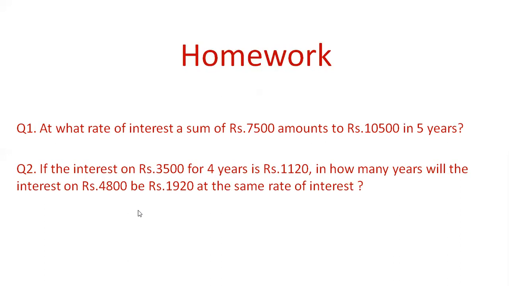Rate of interest R equals interest into 100 by principal. Principal is 3,500 here. For the second case, what we have to find out is the time. Time equals interest into 100 by P into R. That R we will find from the first case. The rate of interest will be found from the first case, and that same rate of interest will be used for the second case. I hope you can do this easily.